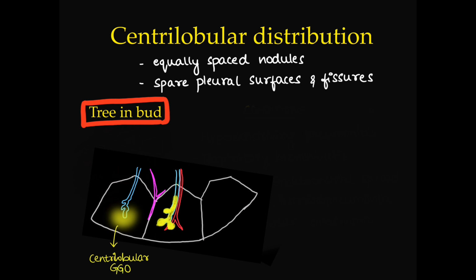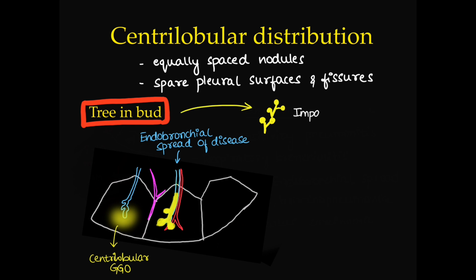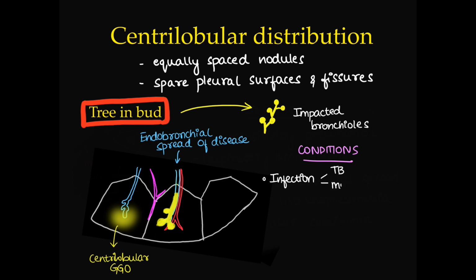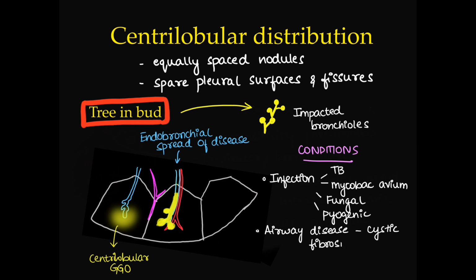If there is endobronchial spread of infection, the nodules will look something like this. They'll be along the bronchioles. So whichever disease shows endobronchial spread will show this branching pattern of nodules. This is along the centrilobular bronchioles. These are impacted bronchioles which appear like tree in bud. Conditions showing this are infections like tuberculosis, Mycobacterium avium complex, and fungal diseases. Pyogenic infections may also show it, and some airway diseases like cystic fibrosis, where mucus plugging can happen, and in case of aspiration pneumonia.